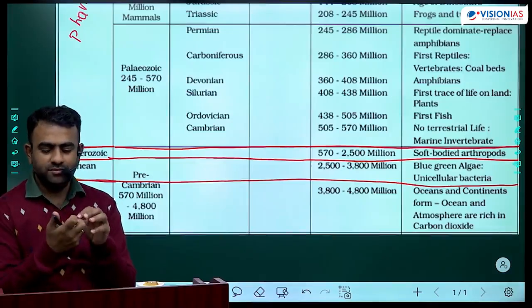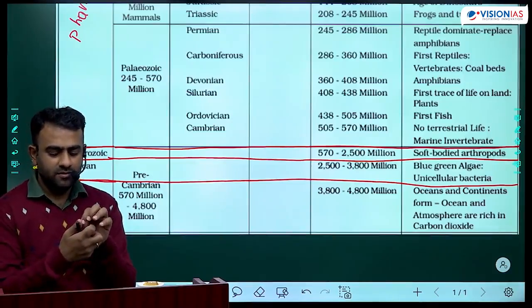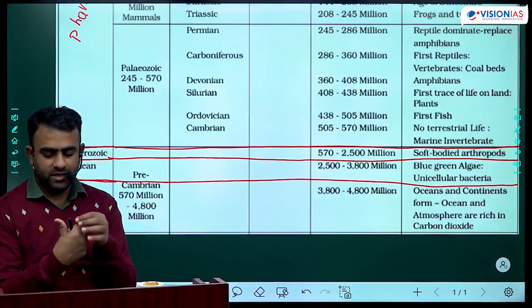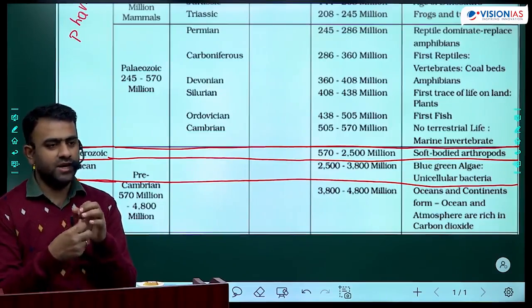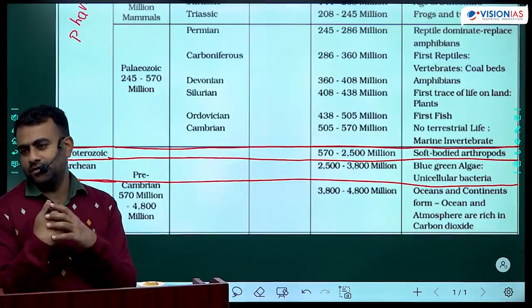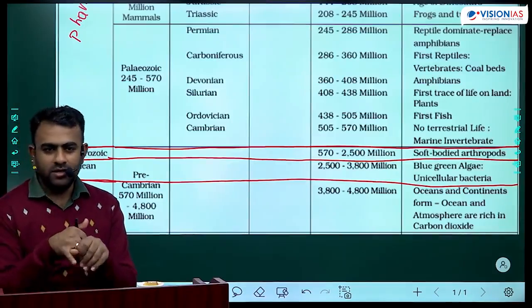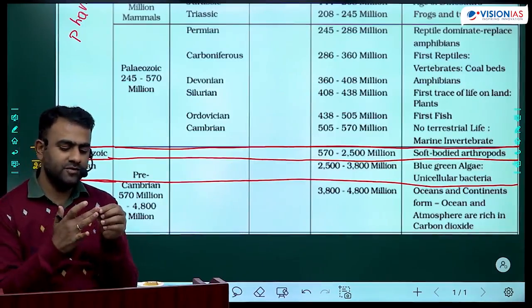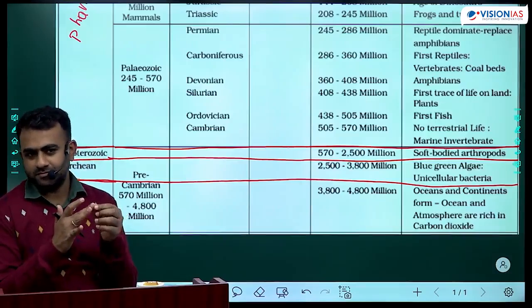Which is the first multicellular organism with specialized cells that evolved? From unicellular to multicellular came, and that was around 1000 million years ago. We had the first evolution of multi-organ organism. This organism is still there.